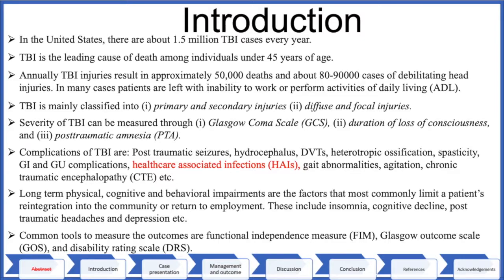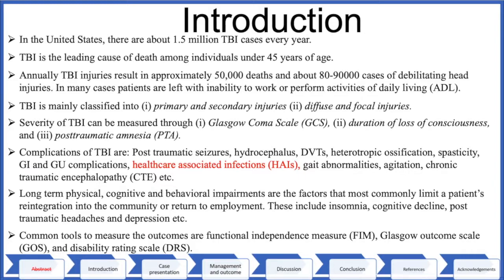The severity of TBI can be measured through three processes: Glasgow Coma Scale measurement at the scene, duration of loss of consciousness, and post-traumatic amnesia. Complications of TBI include post-traumatic seizures, hydrocephalus, DVTs, spasticity, GI and GU complications. But I highlighted healthcare-associated infections here because that's our main focus in this topic today.